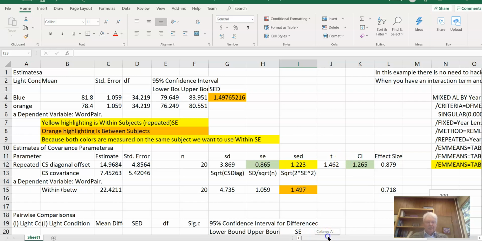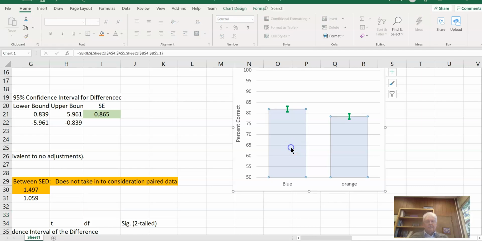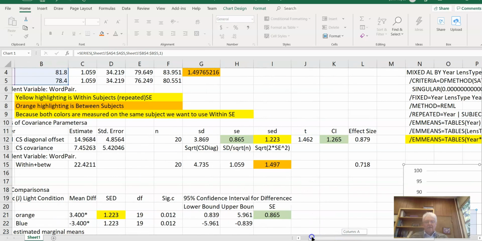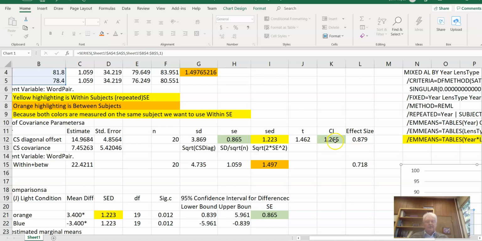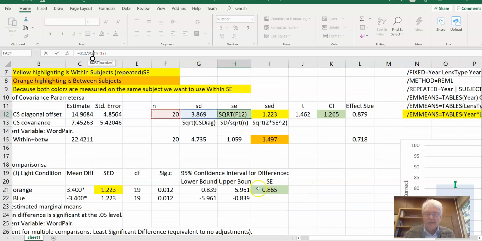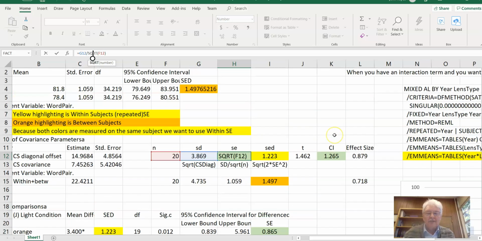So for example, I have drawn a graph here, and the confidence interval comes from here. These are 1.223, and this confidence interval, no, it's not. It's 1.265. We estimate the standard error. I showed you how to do that from taking the standard deviation divided by the square root of n, or using the estimation of the standard error from here, by dividing this number by the square root of n, then multiply times the t, we get 1.265.